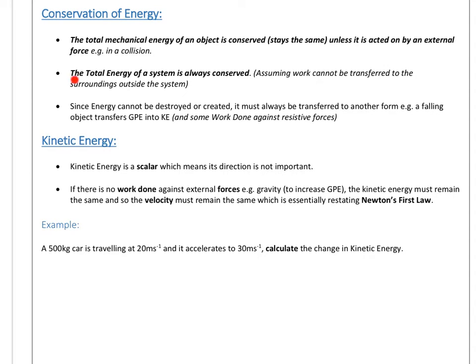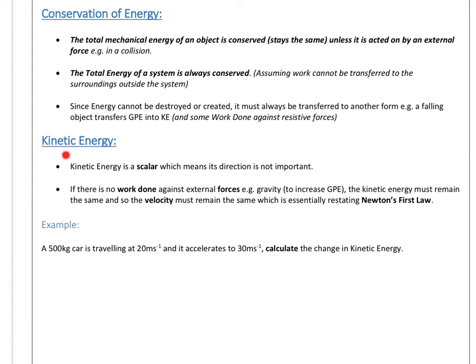And as a more general rule, the total energy of a system is always conserved. If we look at, I don't know, the universe or whatever, we don't ever have any additional energy. We've always had the same amount. And then the part that you'll have learned about even from year 7 science: we know that we can't create or destroy energy, it can only ever be transferred from one form to another. So a falling object transfers GPE into kinetic energy because it's accelerating. And when we look at resistive forces, you might do some work against resistance as well.